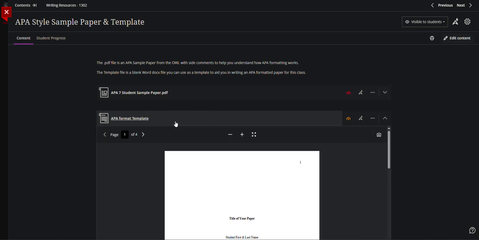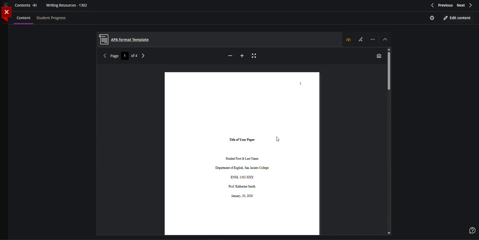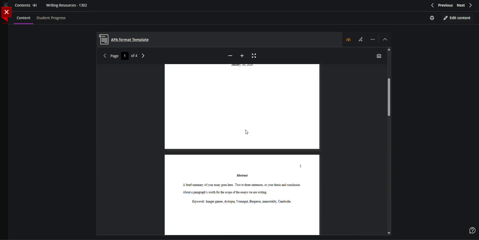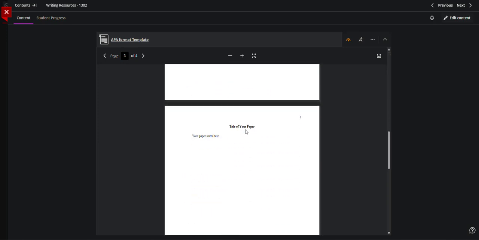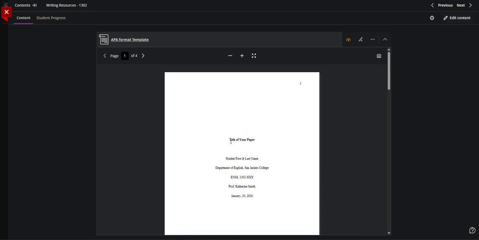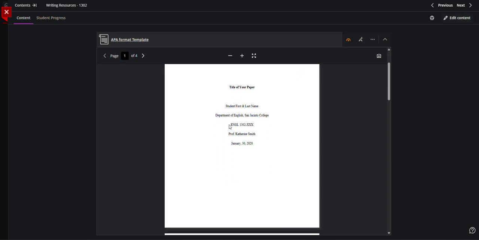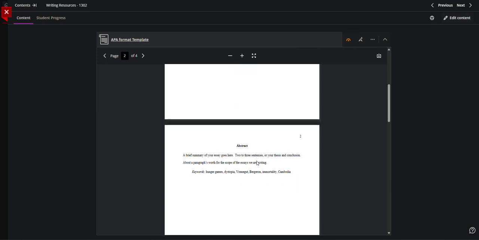And then here is the template. It's a Word doc that you can download and use for your paper. All you have to do is put your information here. So your title, your name. You would change this, of course, to Lee College. And you can change the date, and you would change the prefix number here. Don't leave it XXX. It's just Department of English, Lee College, not San Jacinto.